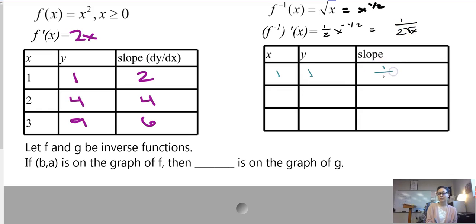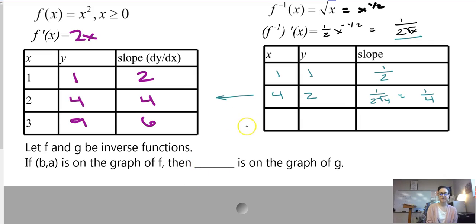So I'd have 1 over 2 square roots of 1, which is just going to be 1 over 2. Okay, coming to the corresponding row here, my new coordinate instead of (2, 4) is going to be what? I'm going to have (4, 2), okay? And we can test that if we come back to my inverse function. The square root of 4 is indeed 2, right? Okay, so now if I plug 4 in here, I get 1 over 2 times the square root of 4, right? Well, the square root of 4 is 2, and 2 times 2 is 4.